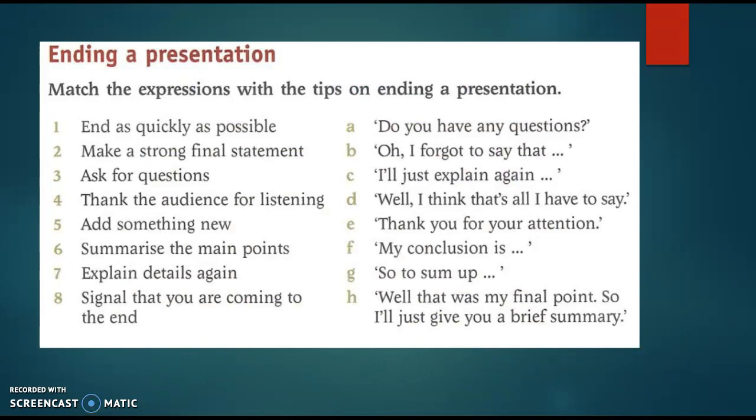Ending a presentation. Match the expression with the tips on ending a presentation. So here are the tips. To end as quickly as possible. Make a strong final statement. Ask for questions. Thank the audience for listening. Add something new. Summarize the main points. Explain details again. Signal that you are coming to the end.